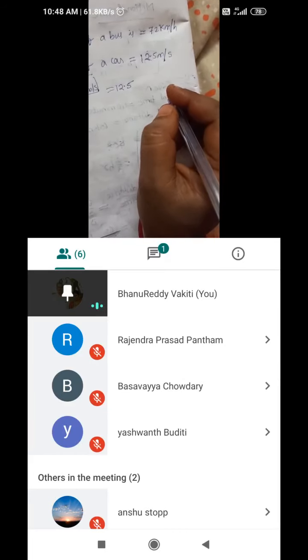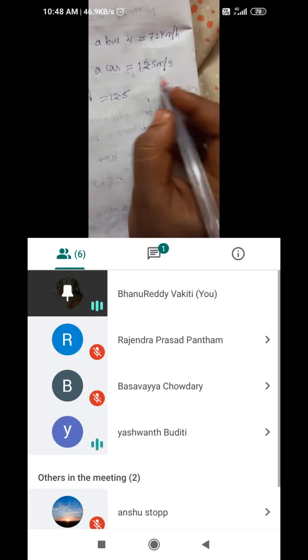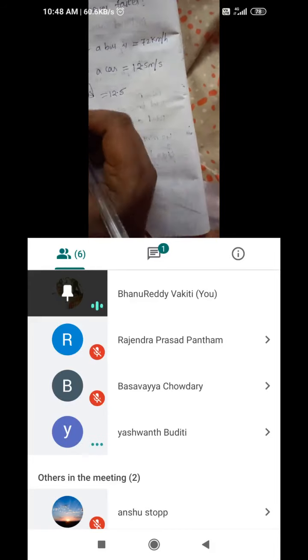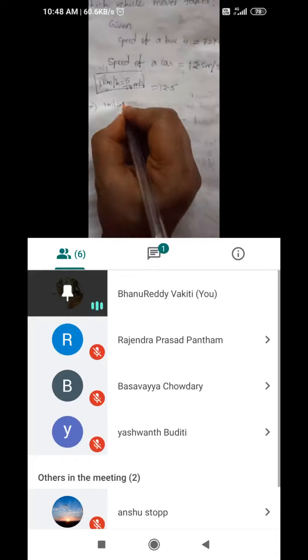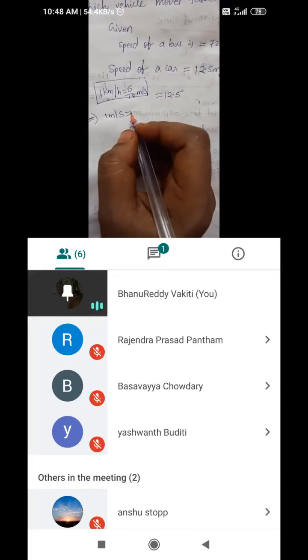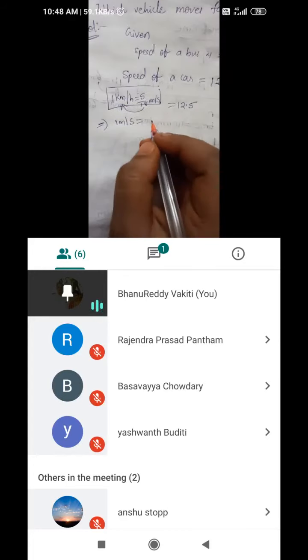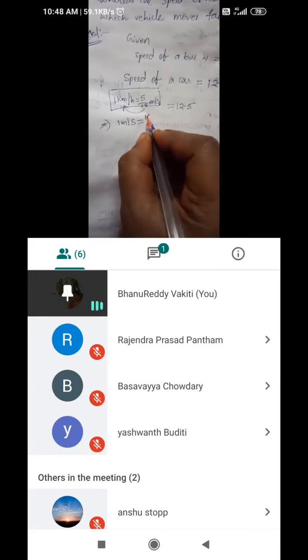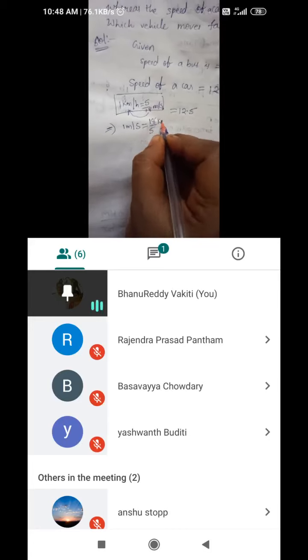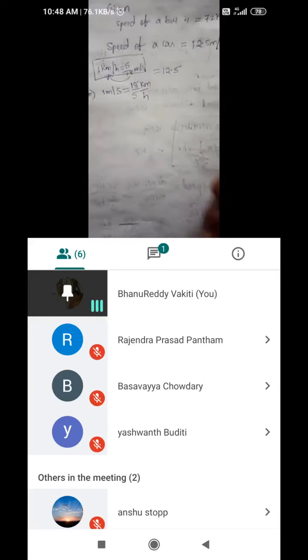So if we want to write 1 meter per second is equal to, if we transpose this to the left hand side, we'll get 18 by 5 kilometers per hour. Okay, don't get confused.